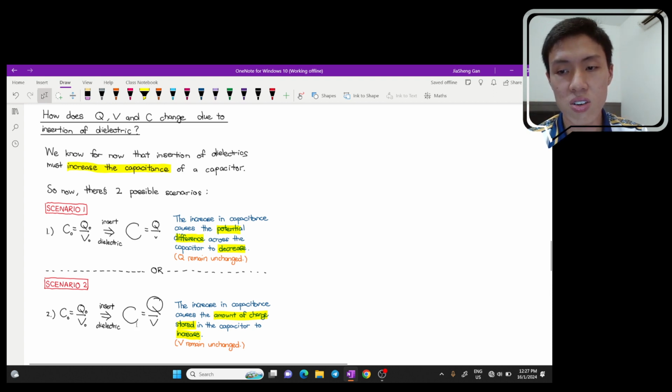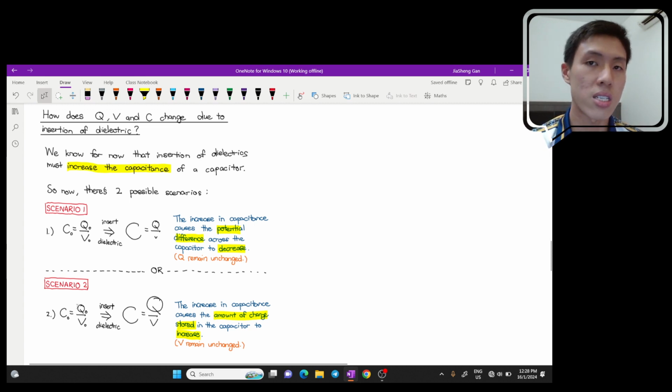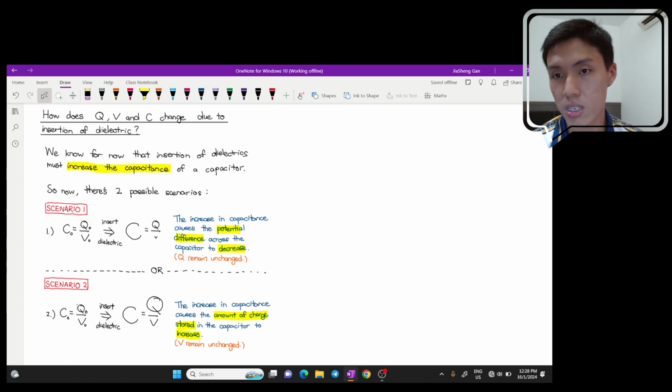So if you want to increase the C, that means your numerator must increase, follow along and increase as well. So you see that the charge stored in the capacitor will increase when we insert a dielectric in between the capacitor plates. Okay, so scenario 2, you'll see an increase in Q. So the increase in capacitance causes the amount of charge stored in the capacitor to increase. So this is possibility number 2. And possibility number 2 again makes the potential difference remain unchanged.